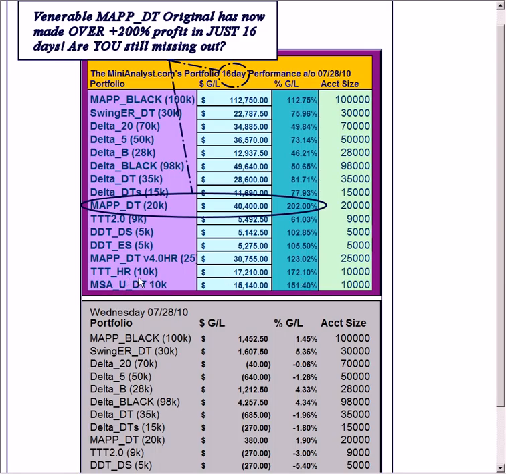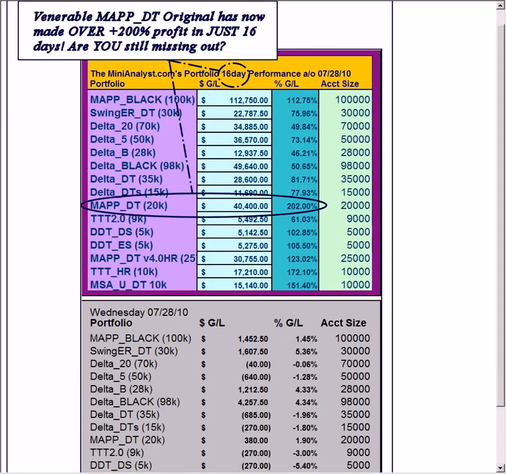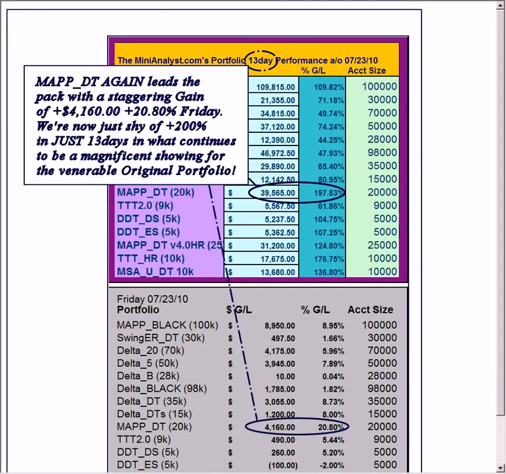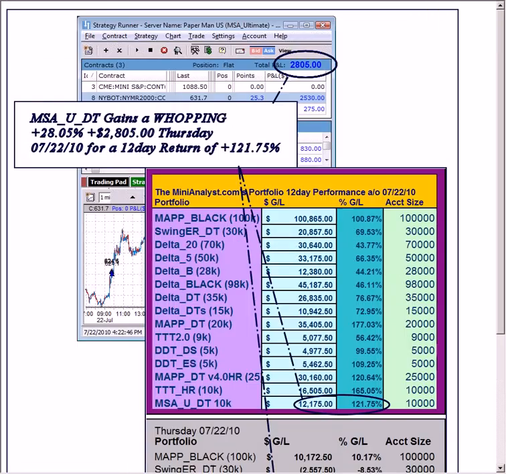Of course, the HR portfolios are high risk and high return. So that's kind of how it's been. That was yesterday. That was the day before, up 200%. We're up 202% now in the MapDT. Got to kind of skim through this. MapDT again, up 20%. That was last Friday. And MSAU DT gained 30% last Thursday.